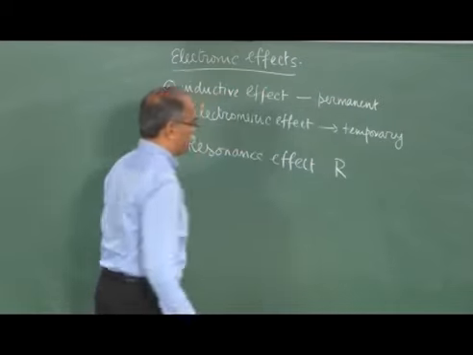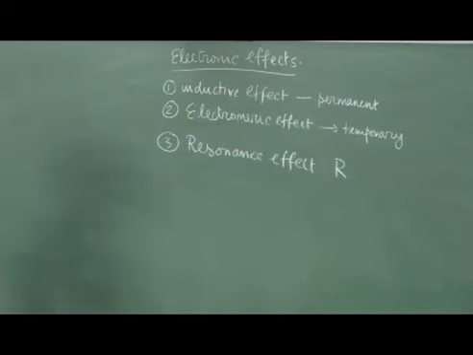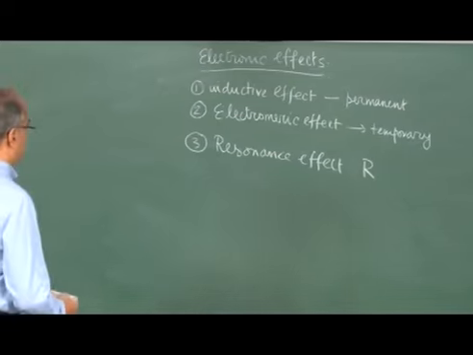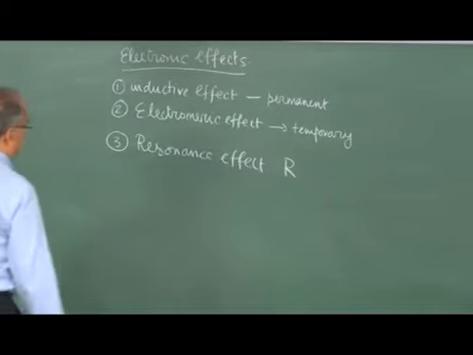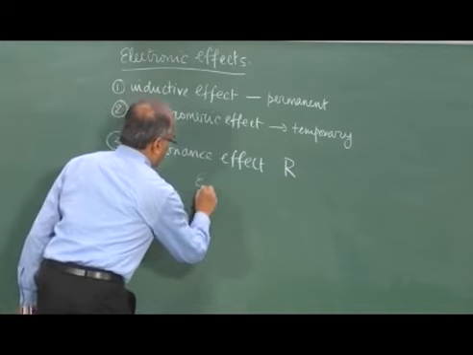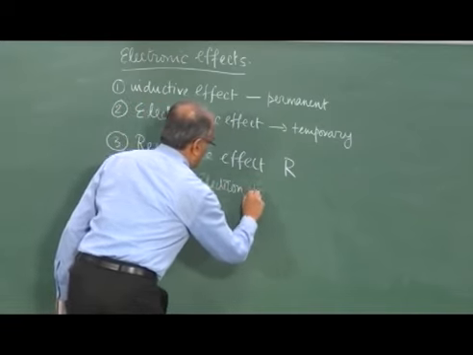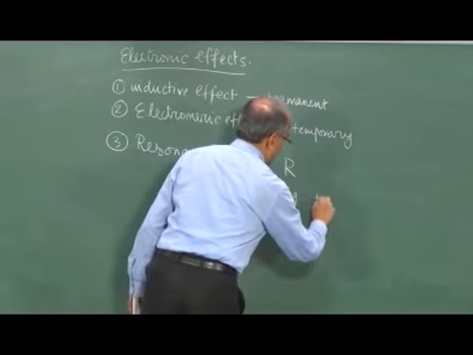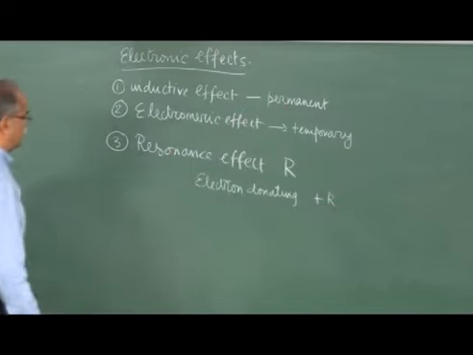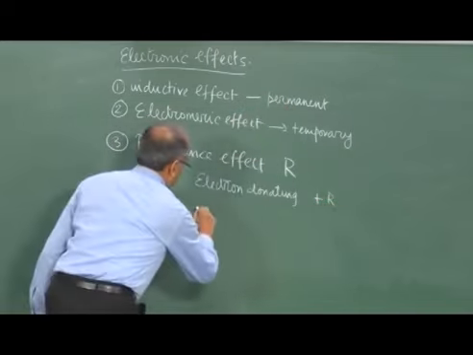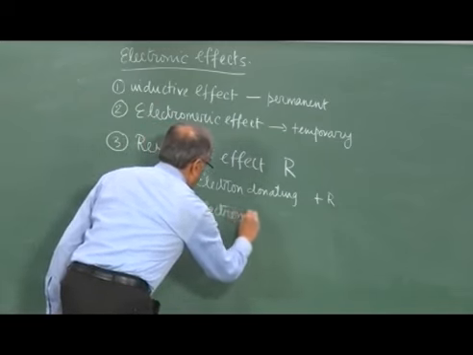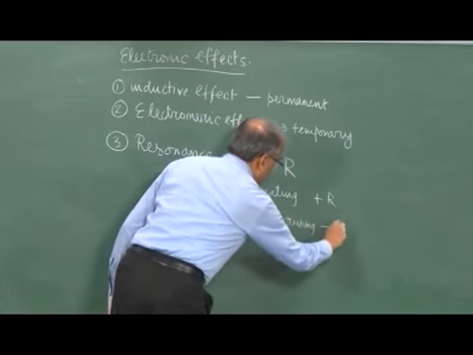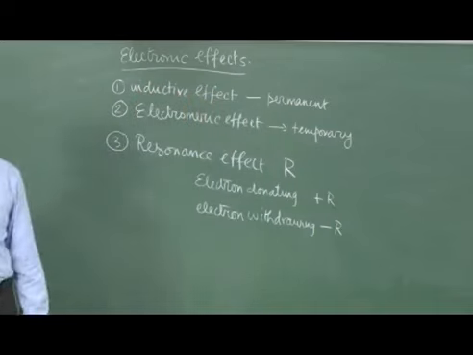Or R effect. The resonance effect is a very important effect in organic chemistry, and this is also a permanent effect depending upon what kind of groups are attached. You can classify the groups into electron donating groups, which will have plus R effect, in other words a positive resonance effect. You can have electron withdrawing groups, which will have minus R effect or a negative resonance effect.